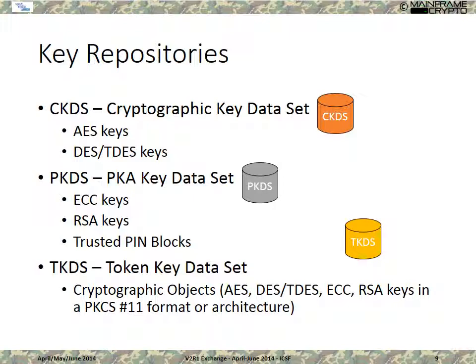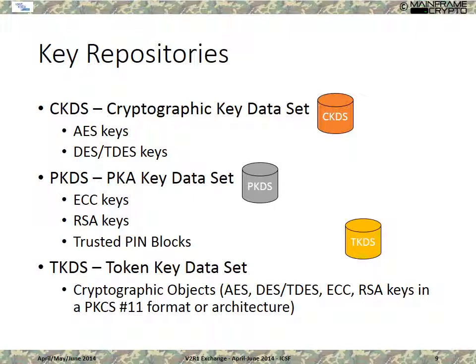If you've stored the public key of your partner, you would not have access to their private key. They're going to use the private key, but you would store their public key in your PKDS. And then additionally, in the PKDS, we also store trusted pin blocks. Those are associated with ATM pin processing. Those are kept in the PKDS.